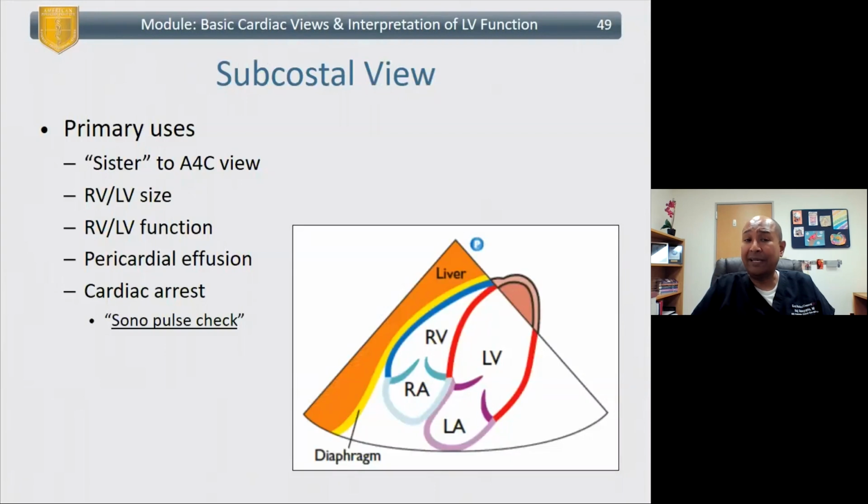So why do we need the subcostal view? It's kind of like the brother or sister to the apical 4-chamber view. It helps you determine right and left ventricular function. It tells me right and left ventricular size. As you see from the previous image, you can determine if there's a pericardial effusion. And when we talk about a pulse check during a code situation to see what the heart is doing, you could press it subxiphoid so you won't interfere with individuals doing CPR from above.